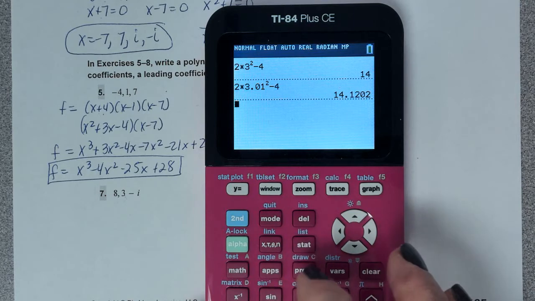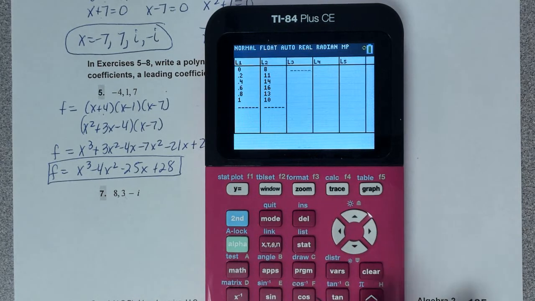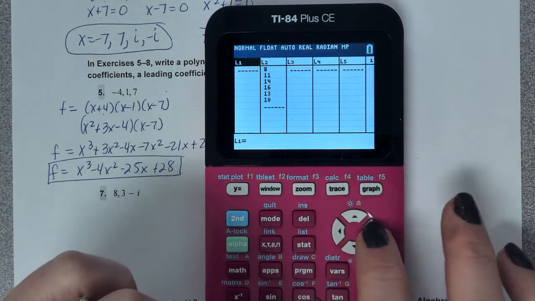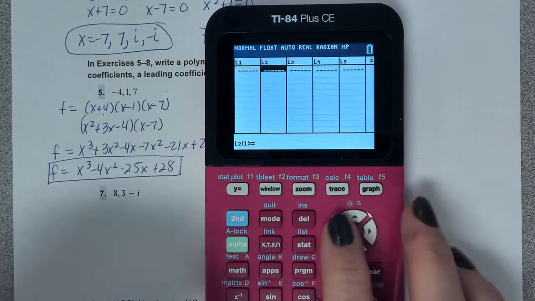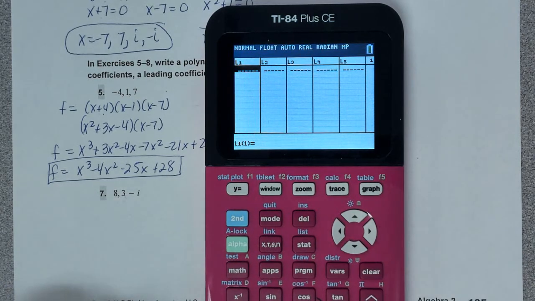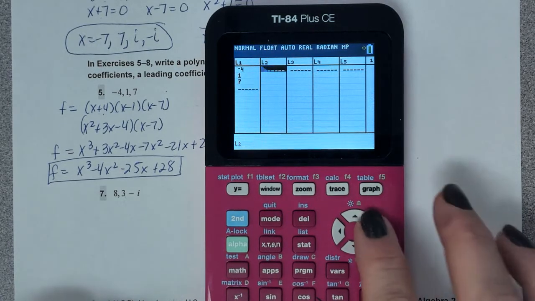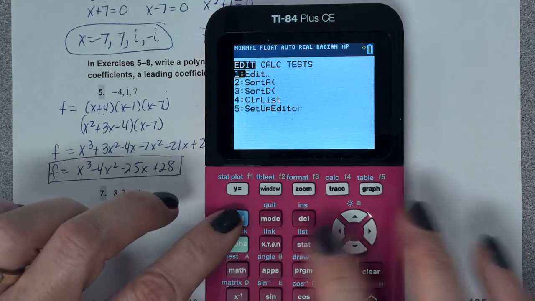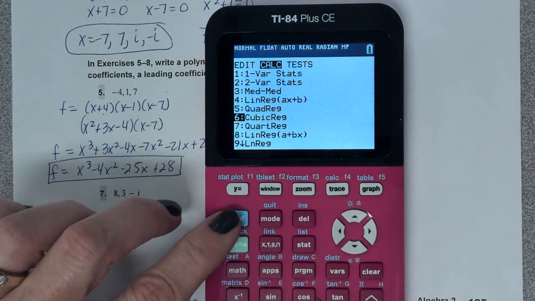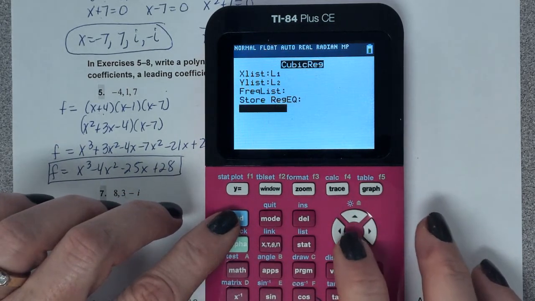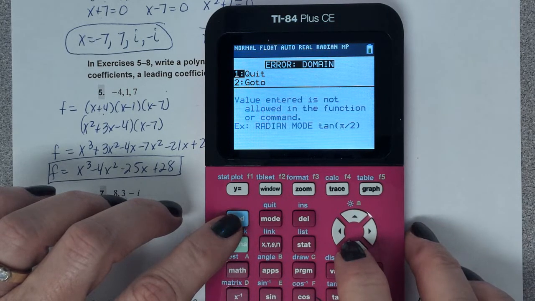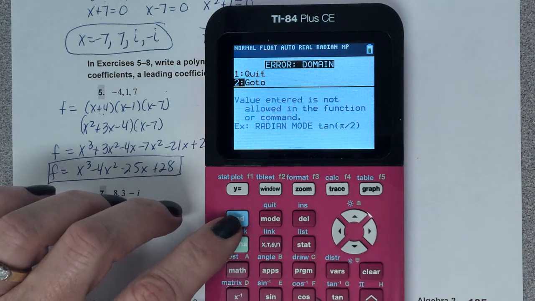remember how we would put these in under our stats? So if you went under stat edit, let's just see if this works. I really was not thinking of this way, but I think it might be okay. So if I put in my zeros, negative 4, 1, and 7, and I put in 0, 0, 0, and now I do a stat calculate a cubic. Yeah, that should work actually. Let's see what it does. Oh, gradient mode. Let's see.